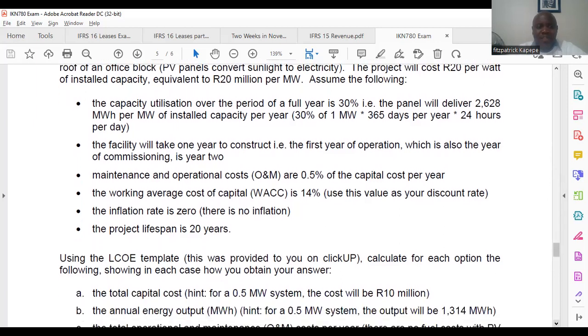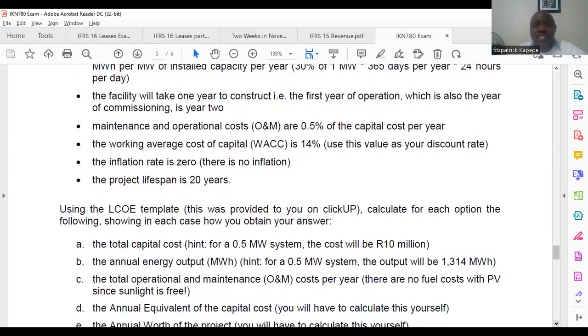Using the levelized cost of energy template, which we are going to ignore, I would rather we start from scratch, because in that way it becomes easier for you to understand the concepts. Then we can compare. Calculate for each option the following, showing in each case how you obtain your answer. The total capital cost for 0.5 megawatt system, the cost will be 10 million, okay? The annual energy output, the total operation and maintenance cost per year. There are no fuel costs with the PV since sunlight is free.